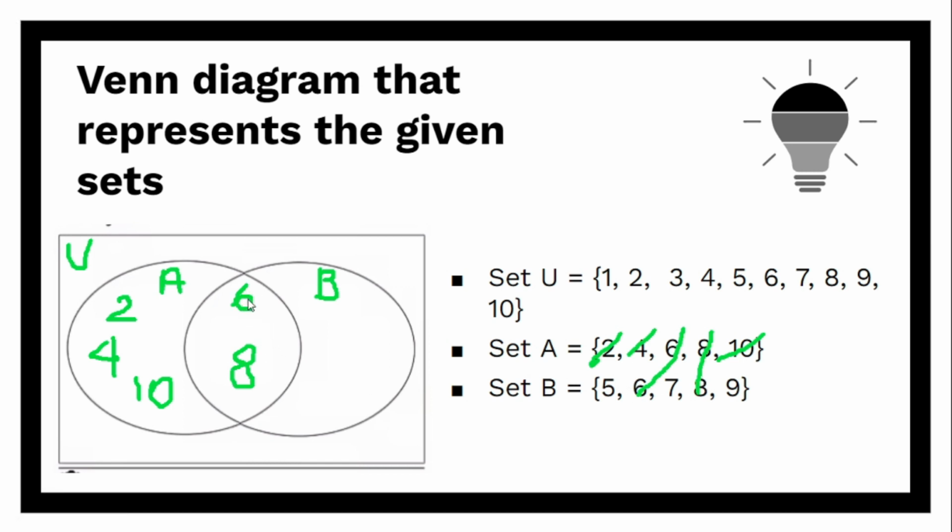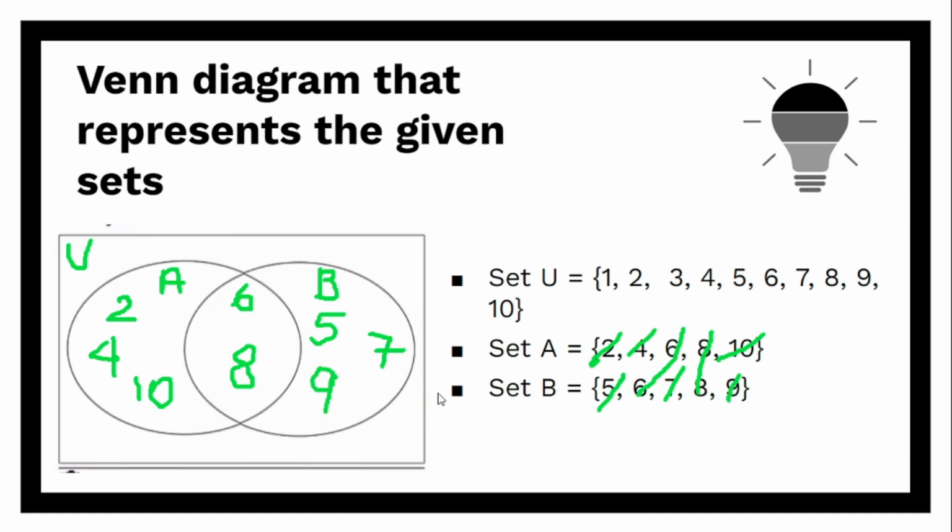So, that's the intersection of A and B. So, we have already canceled 6 and 8. We just need to write 5, 7, and 9. So, they are unique to set B, not in set A. So, meaning to say, we need to write 5 here. And then, 7. And then, last is 9.